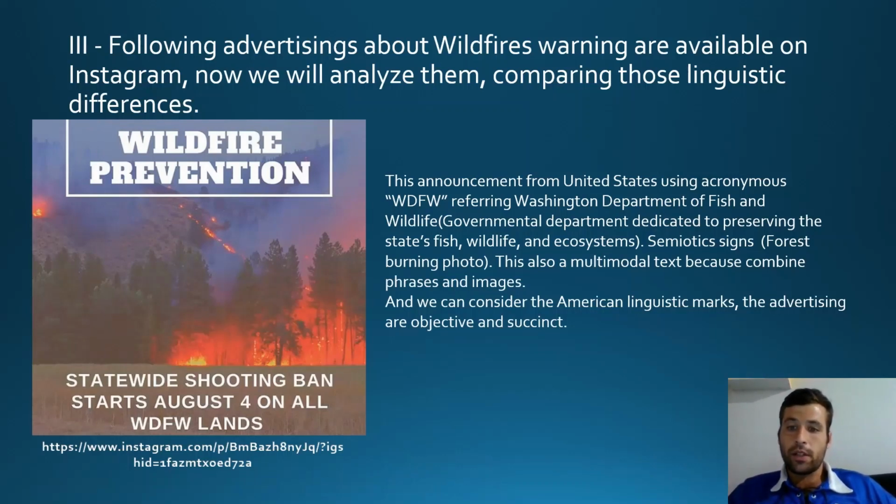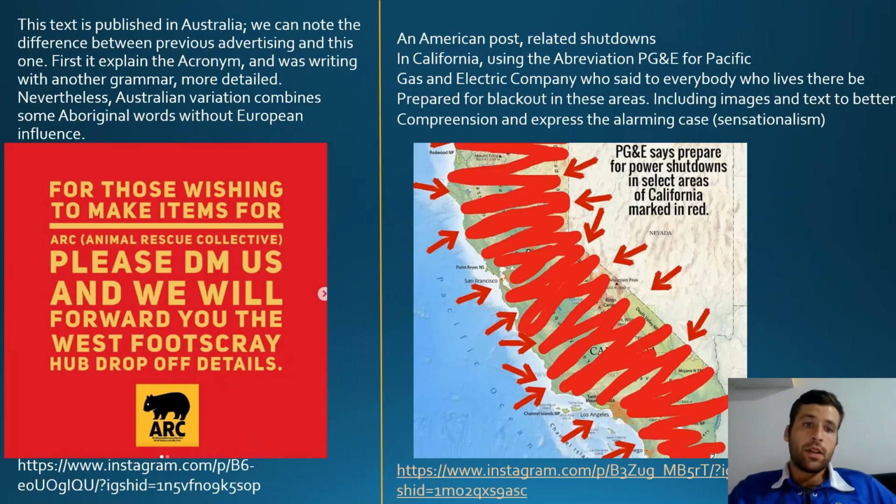Here they use semiotic signals, the forest burning, and also multimodal text because they combine phrases and images. And we can consider the American language marks the diversity of objective and society. In the left one, we have an Australian text. We can note the difference between the previous one and this one.